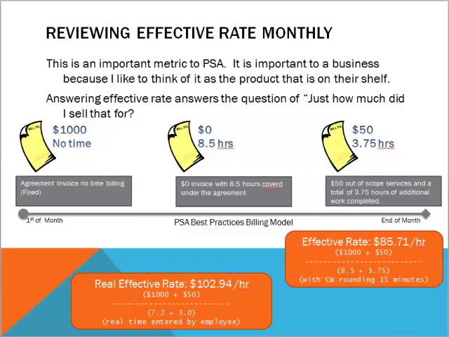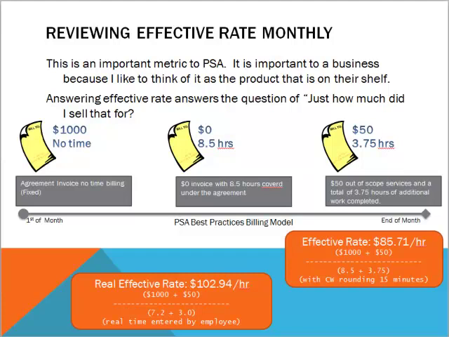So what is the real effective rate? KiPI will actually give you your real effective rate based on the real time that your employees put into that organization. In this case, to bill 8.5 hours, the employee actually put in 7.2 hours. And to bill the 3.75 hours, the employee really only put in 3 hours of time. So your real effective rate is $102.94.